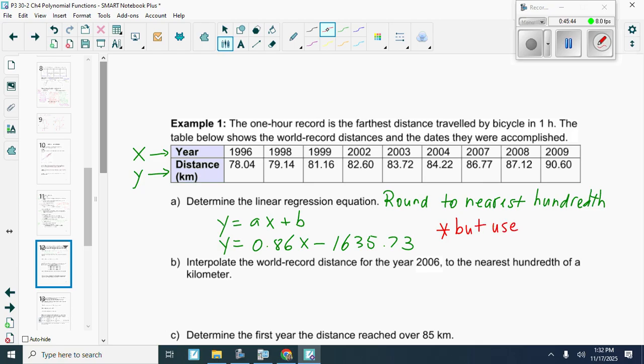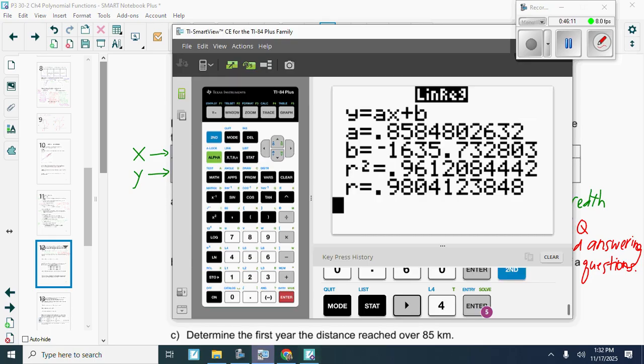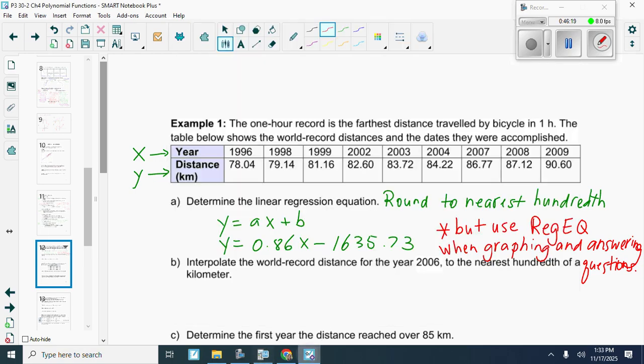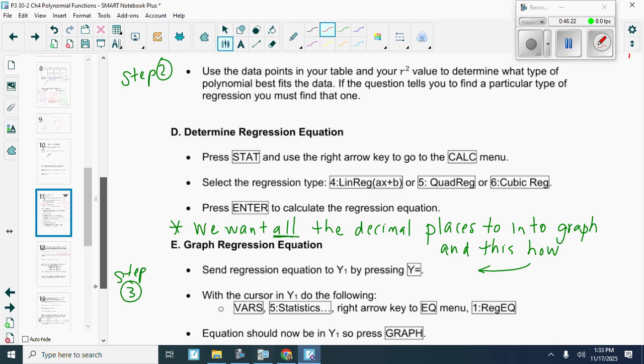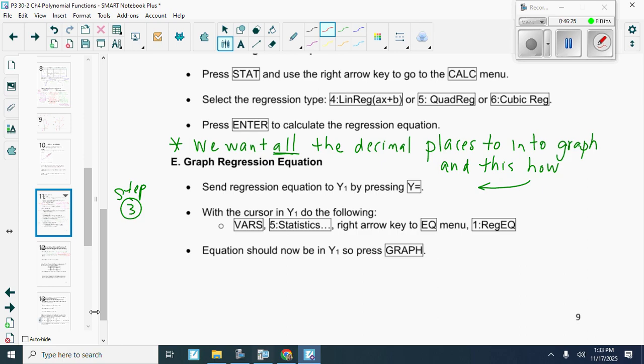Now the next thing that we're going to do is we're going to put the equation. This is called the regression equation. When we're graphing and answering questions, we are going to be using something called the regression equation. That is this thing right here with all those beautiful decimal points. We're not going to do any rounding on this. So in your notes, it walks you through. We are now on graph the regression equation.